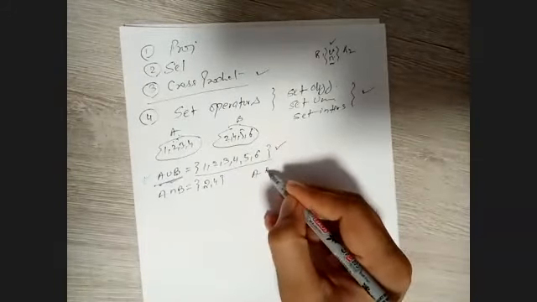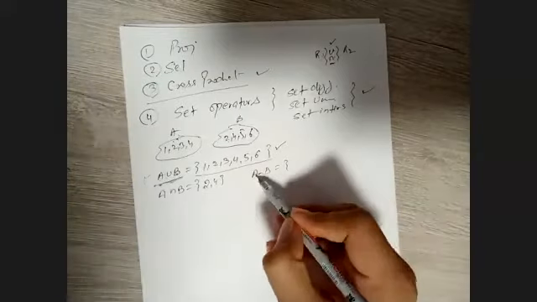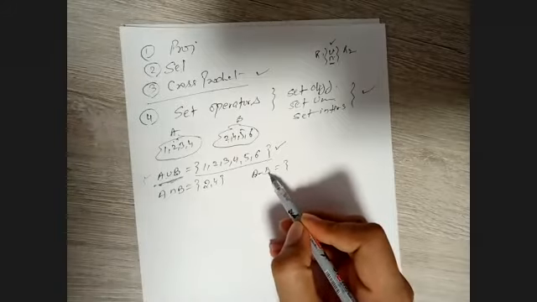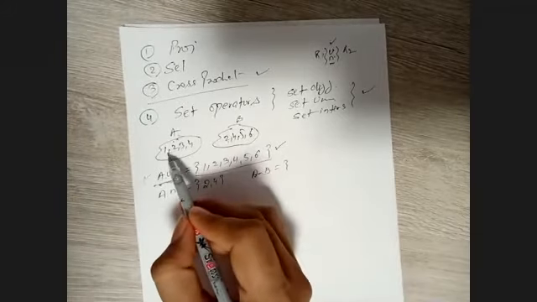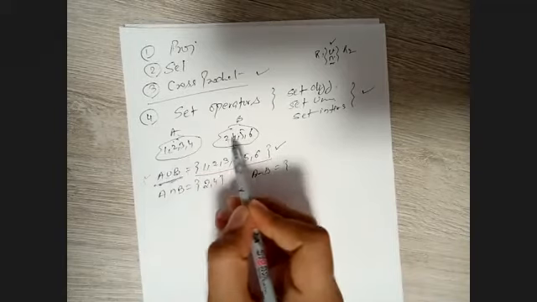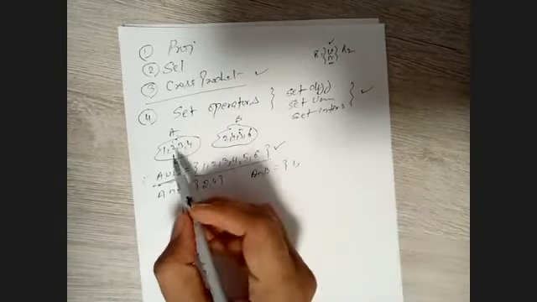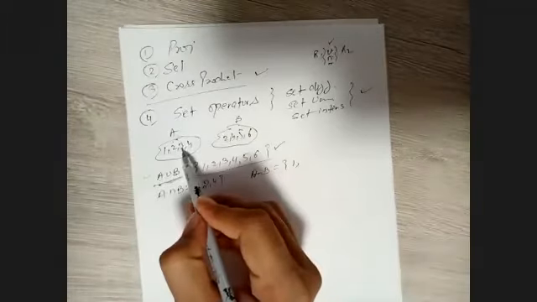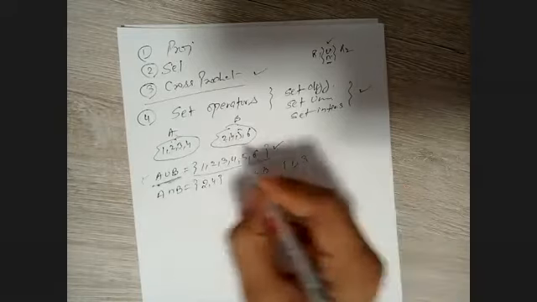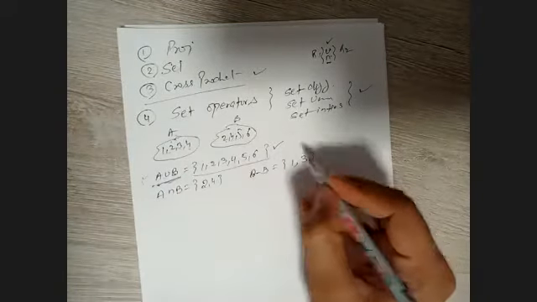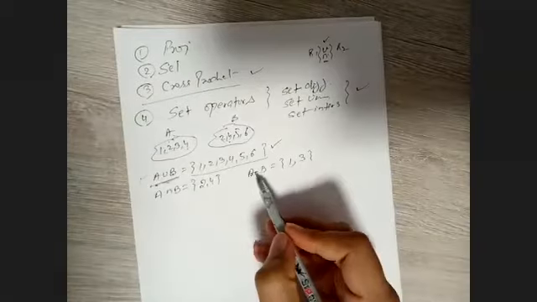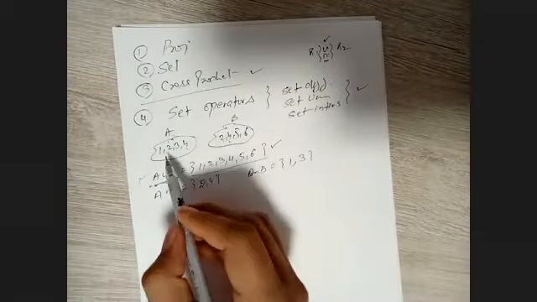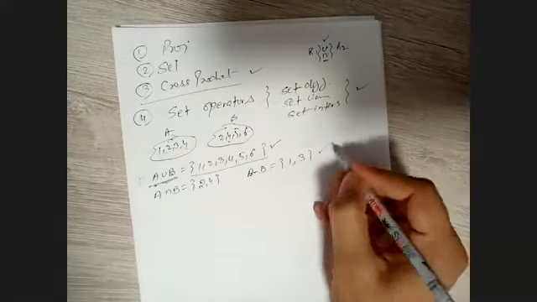What will A difference B be? A difference B means the elements of the set A which are in A but not in B, right? One is in A, is it in B? No. 2 is in A, is it in B as well? Yeah, so no. 3 is in A but not here. Likewise, 4 is already there in B. So set A difference B means elements which are in A but not in B, which are 1 and 3 here. So this is the result for difference.